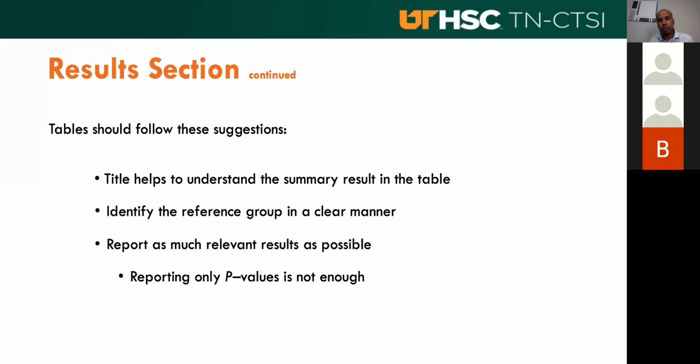This is also true in the abstract. Try to include relevant quantitative findings in the abstract besides the p-value. Sometimes when I review manuscripts, some researchers only include the p-values and you don't have any other information. And the p-value by itself is not enough.